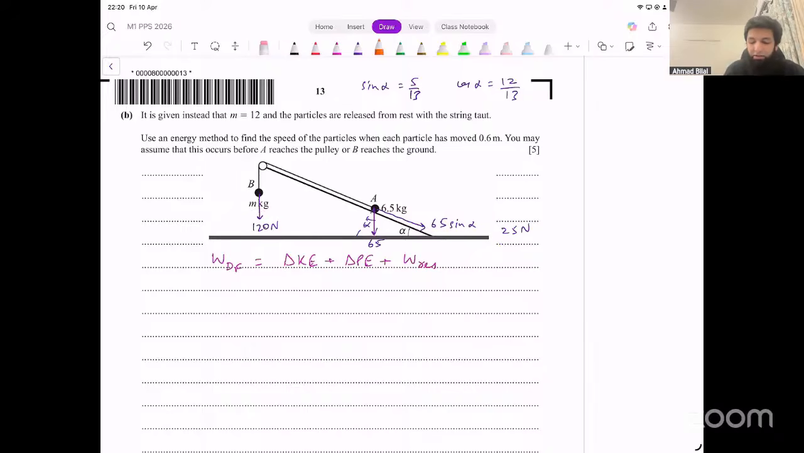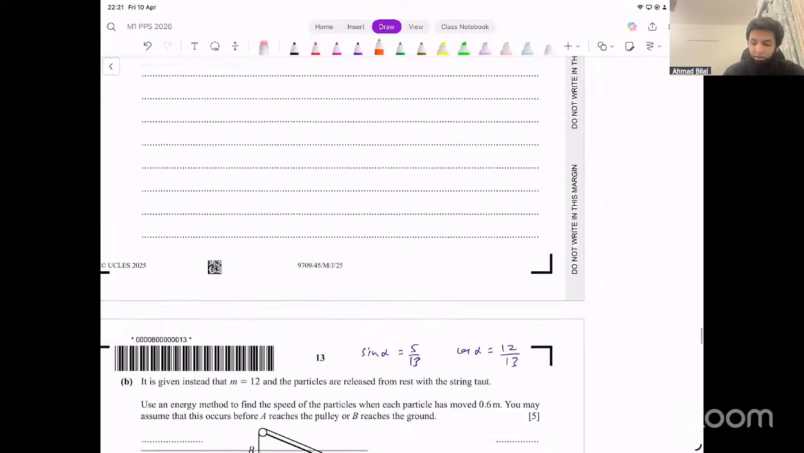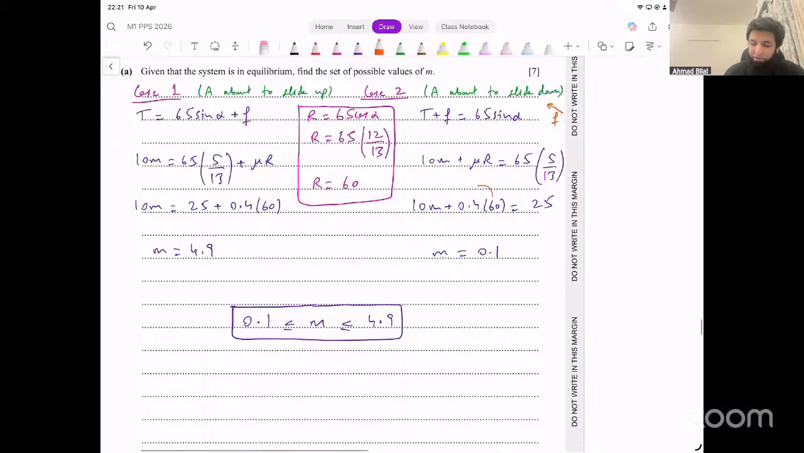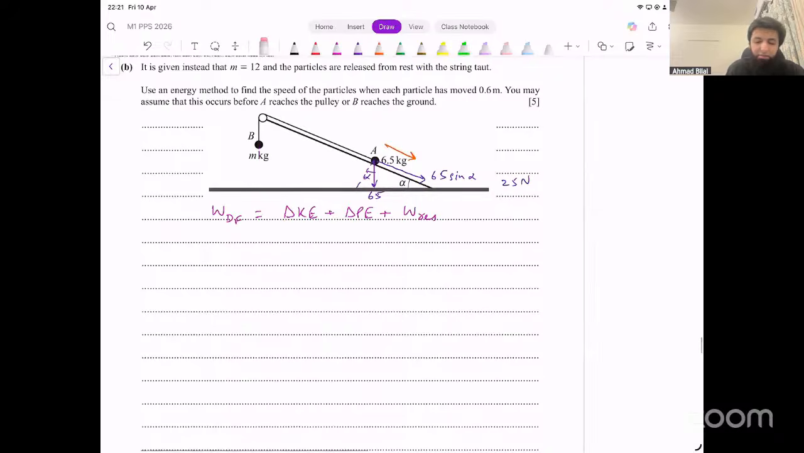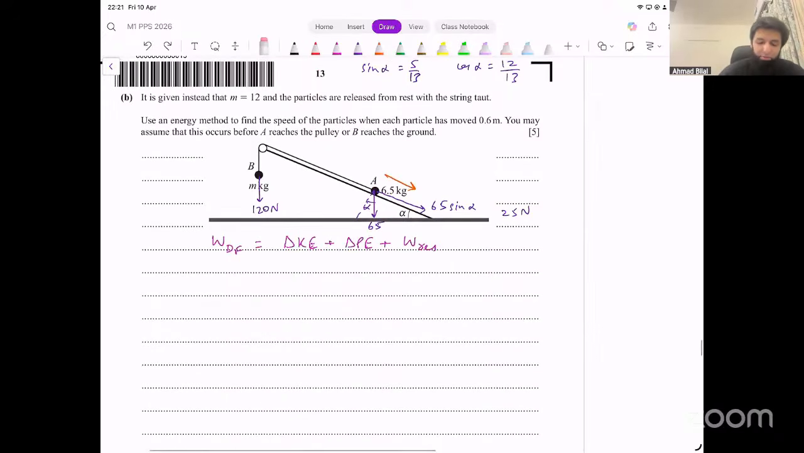that is also going to act on this. What's the value of friction going to be? Friction acts in this direction. It's the same mu and the same R. We found that the friction value was this 0.4 into 60, and that will still be less than 120. That will still be less than 120. So that tells us that B is going to go down and A is going to go up.